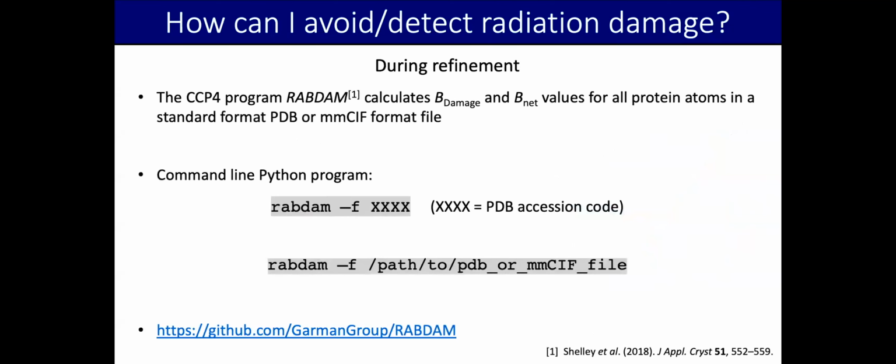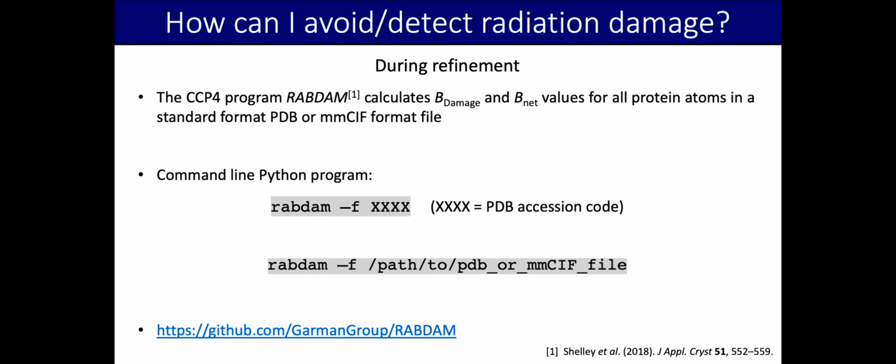During refinement, we've made a program called RABDAM that allows you to calculate the metrics I've introduced to you during this talk for your structure. It's currently available on the command line. So in any terminal with CCP4 tools enabled, you simply run it by typing RABDAM -f and then either the PDB accession code or the path to a PDB or mmCIF file. And again, the software is available on the Garman group GitHub page, as well as more details of how to run it.